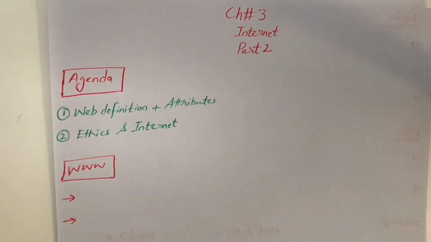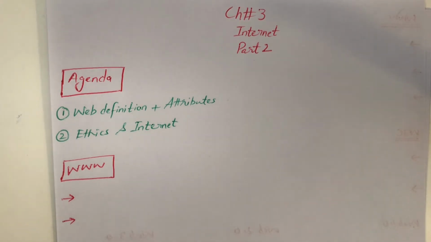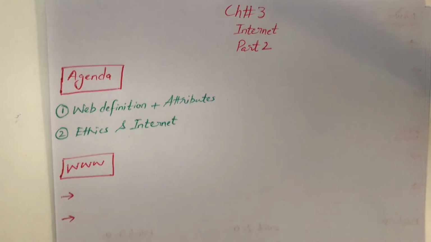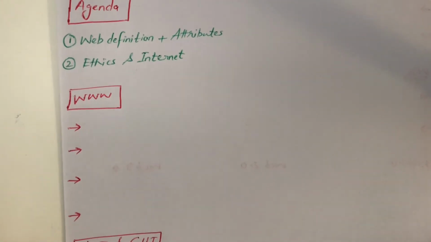Okay, guys, so let's start over chapter 3, part 2. If you remember, in chapter 3 part 1 we discussed the definition of internet. We discussed different types of internet connections that one can get. So today we will talk about web, the difference between internet and web, and we'll discuss a couple of attributes of web and ethics and uses of internet. So let's start with the web.